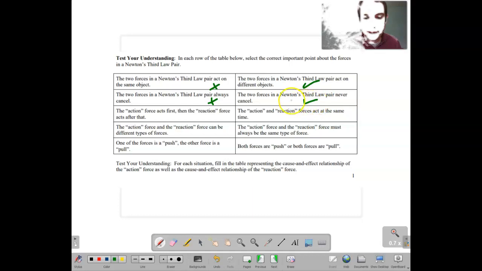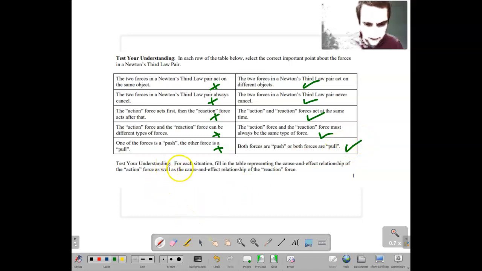That's more like it. The action force acts first, then the reaction force acts. No. They have to happen at the same exact time. The action force and the reaction force can be different types of forces. No, sorry. It's got to be the same type of force. One of the forces is a push, and the other force is a pull. No. Both forces are push or both forces are pull. It's the same thing as the action force must always be the same type of force, right?